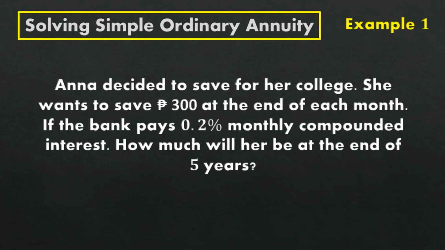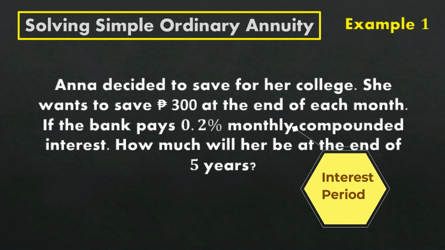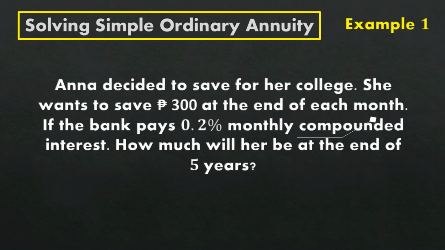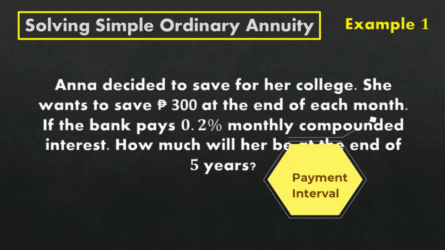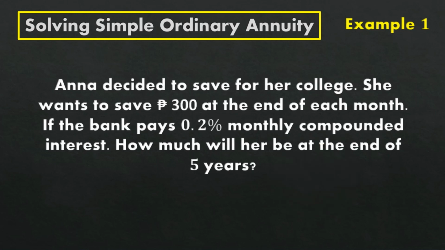And yung kanilang payment interval and interest period are same. So, kung mapapansin nyo, monthly interest period yon, and monthly payment, that is payment interval. So, that will fall into simple annuity. That's why this problem is the best example for simple and ordinary annuity. So, break down natin yung problem.